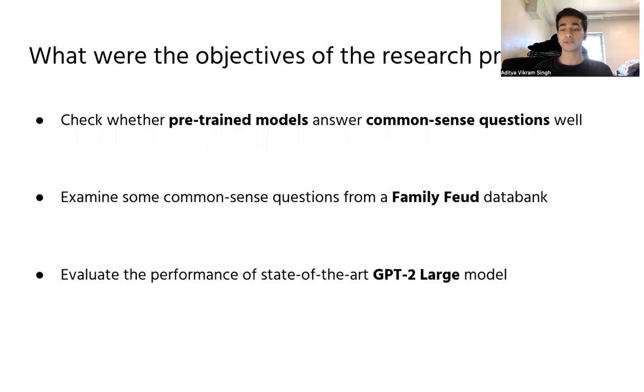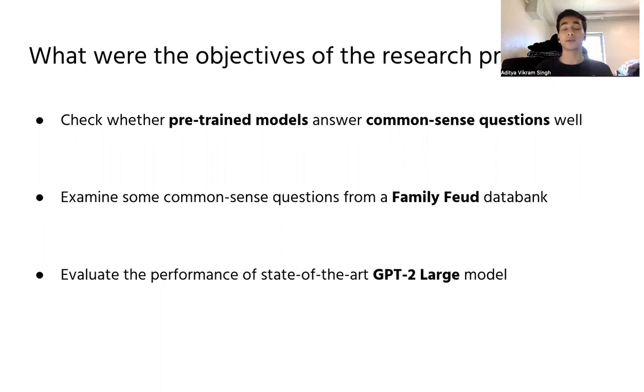Some of the objectives of our research project were evaluating whether pre-trained models would answer commonsensical questions really well. In this scenario, pre-trained models would be text generative models that are already trained on some large corpora of text. And common sense questions would be questions like, what are the top 10 things that people do when they wake up?